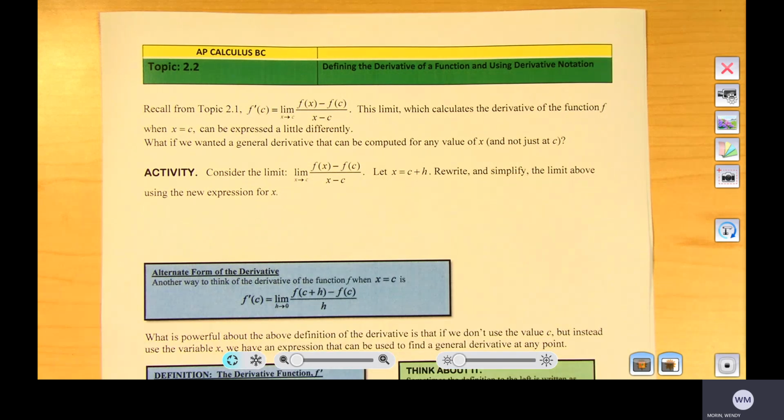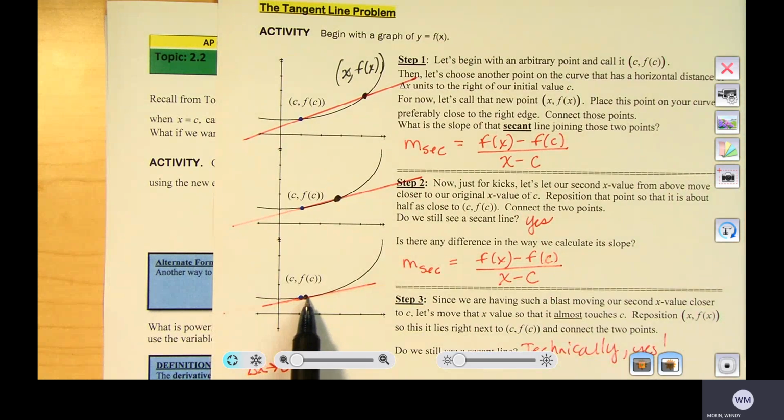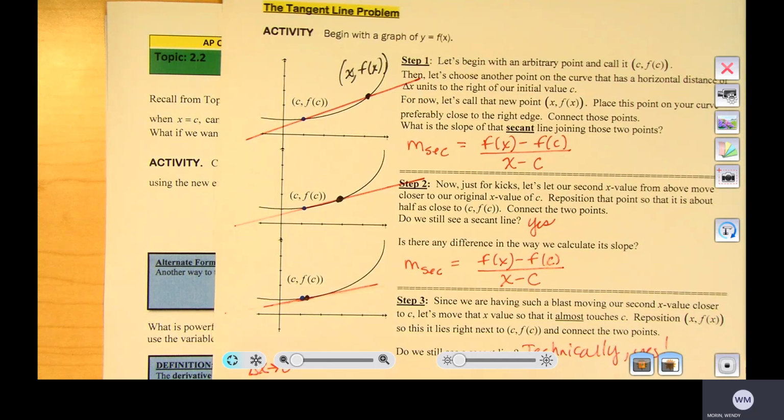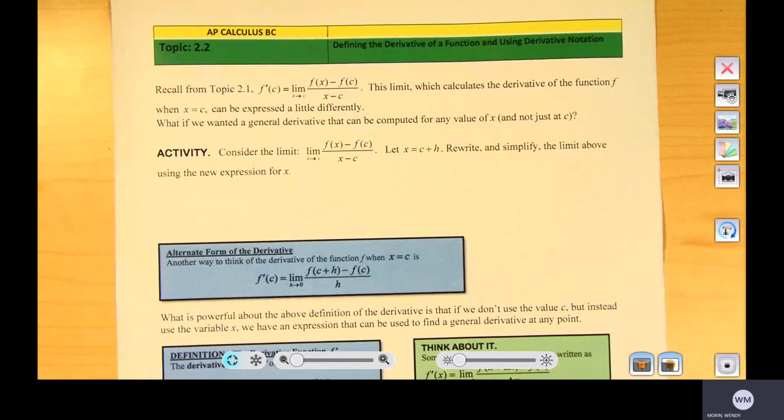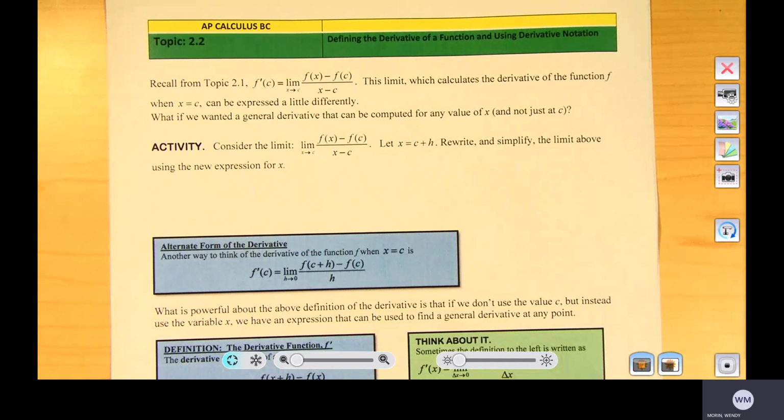If you refer back to our last set of notes, if we go over h, this point right here is now c plus h. So our delta x is now h, and our delta x is getting closer to 0. We can find the limit of the secant line slopes, which will produce the tangent line slope.